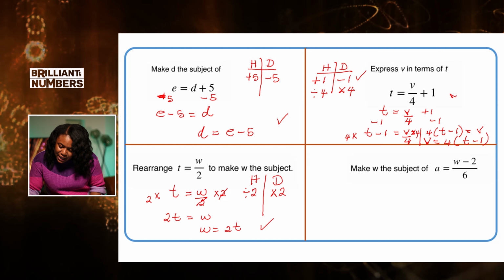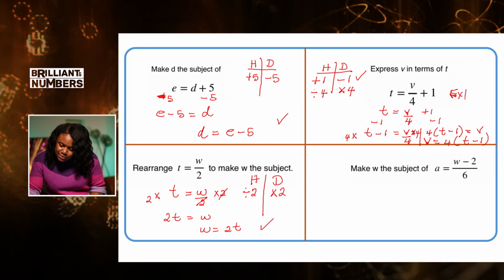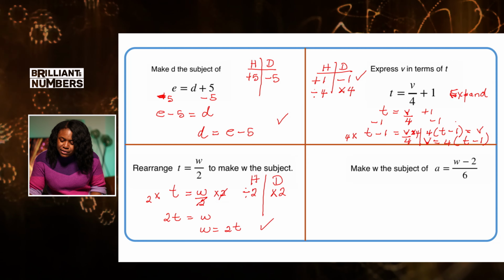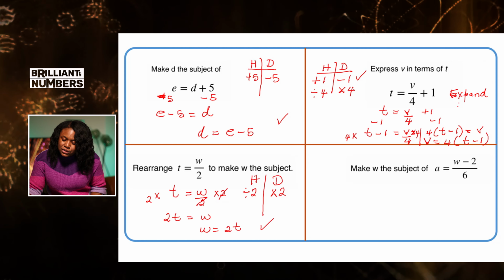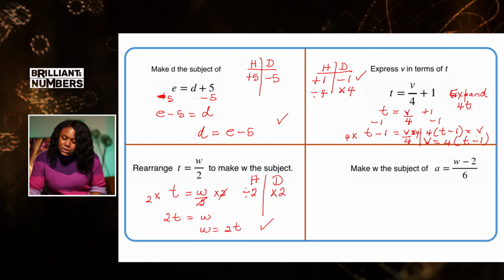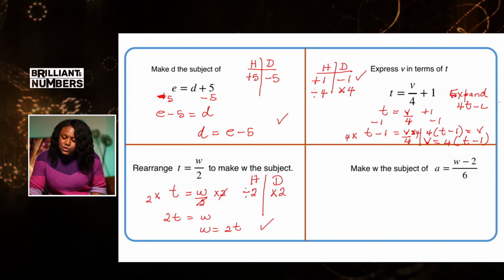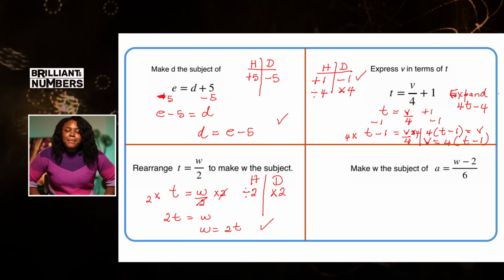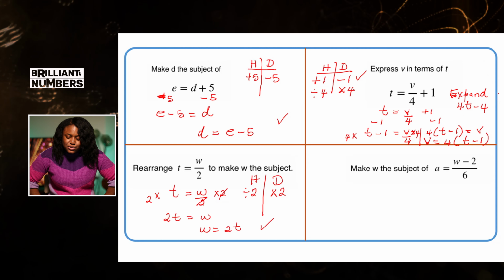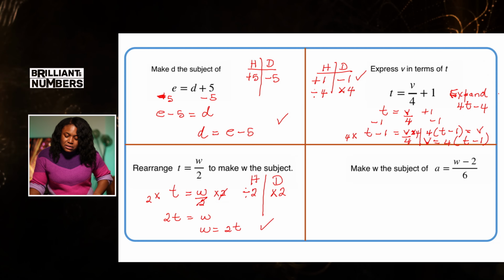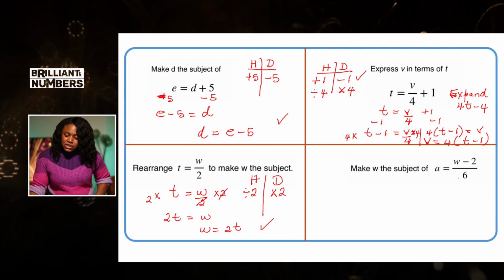If you were to expand, it's okay to expand though. It will be 4 times t, which is 4t, and 4 times minus 1 is minus 4. So that's also another representation that you could have had as well. So we're going on to the last question on this slide.